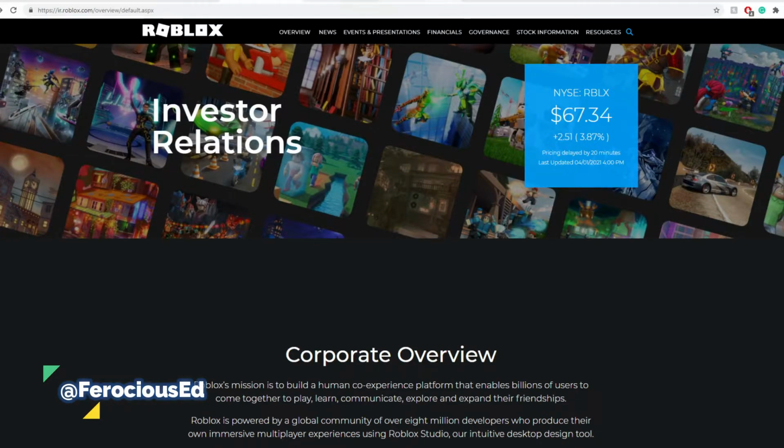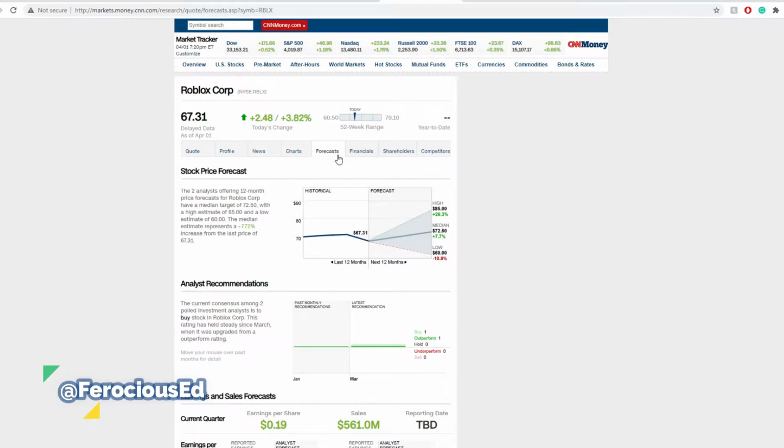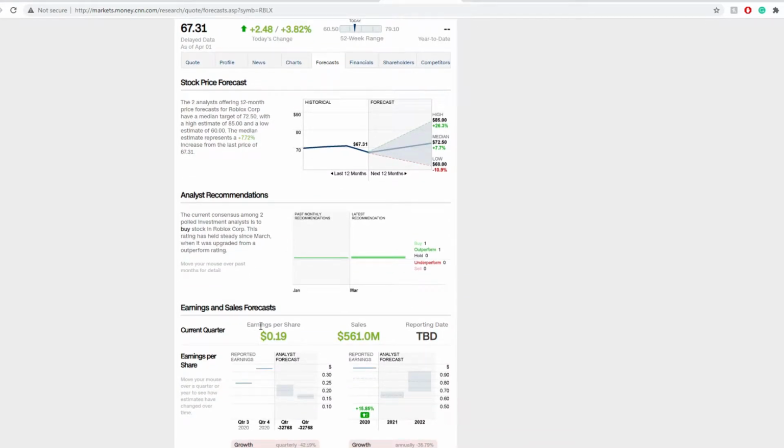First off, we're looking into their current estimates in terms of forecasts in terms of price. So if we were to look into the forecasts, current forecasts are at the high $85, in the median $72.50, and in the low $60. So we can see that analysts are looking at $60 for a low for this one. So that's quite an interesting one. 85 seems to be high, and that's within the next 12 months based on two different analysts. Now currently it has one buy and one outperform, with current sales of around $561 million for the current quarter.